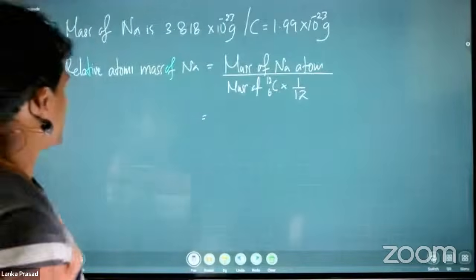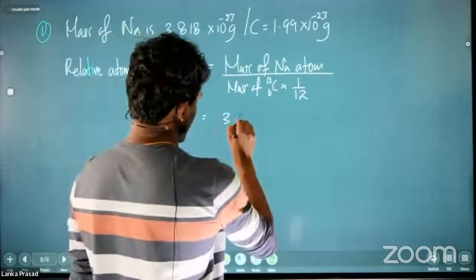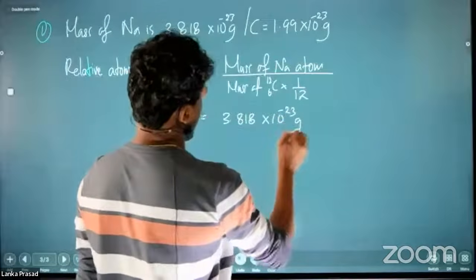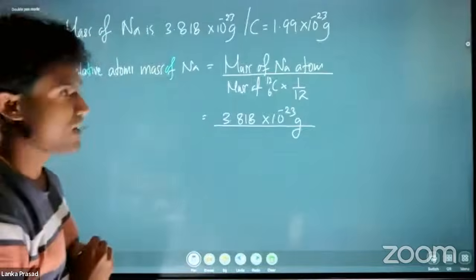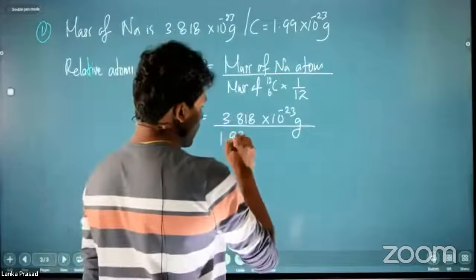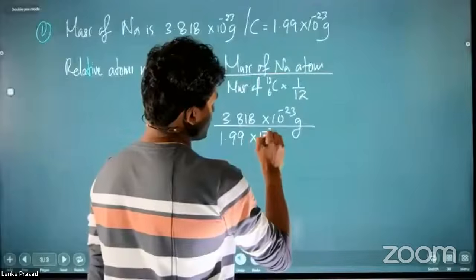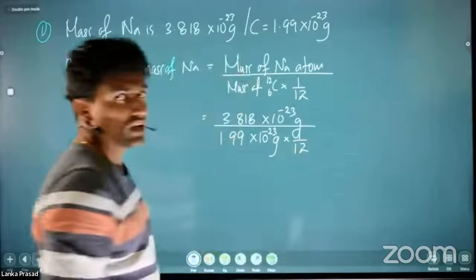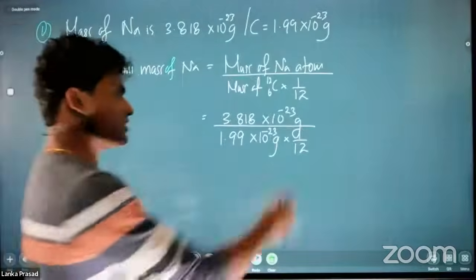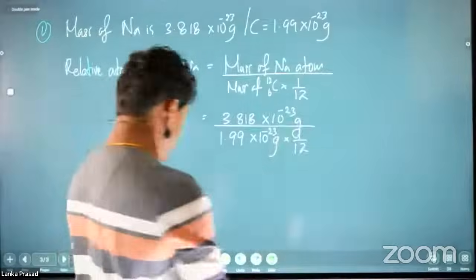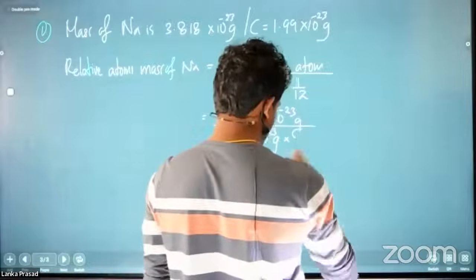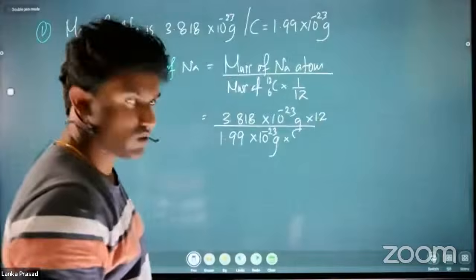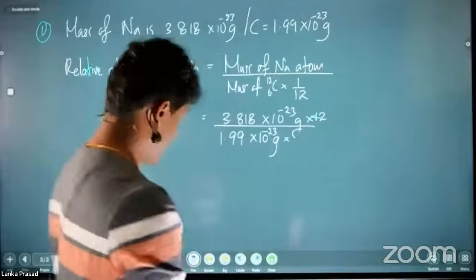Now look at that. Mass of sodium, 3.818 times 10 to the power minus 23 grams, should be divided by the mass of carbon-12, which we know is 1.99 times 10 to the power minus 23 grams, times 1 over 12. Or you can write it as multiply by 12, no matter, right? Okay.